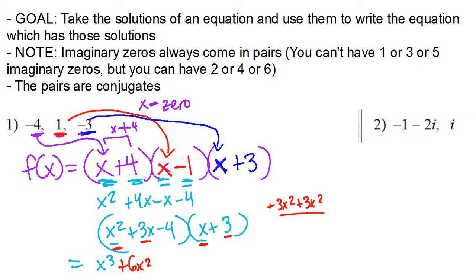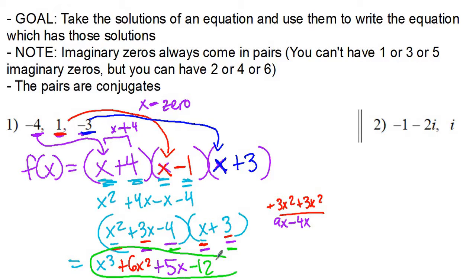Okay, and then we have 3x times 3, that's going to be 9x, and then minus 4 times x will be minus 4x, so that's going to give us 5x. And then finally we have negative 4 times positive 3 would be negative 12, so this function should be our solution. If you take any one of those numbers and you plug it in right here for x, in each case you should get 0. Let's just double check that we did this correctly. We got x squared times x, x squared times 3, 3x times x, 3x times 3, negative 4 times x, negative 4 times 3, so that works.